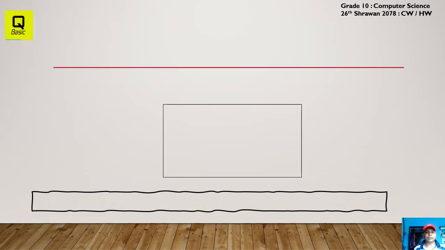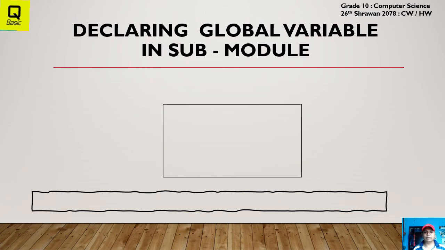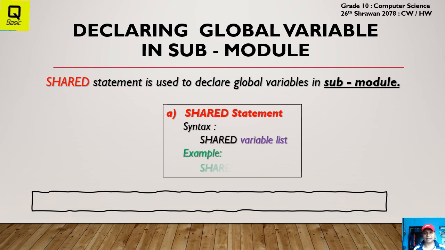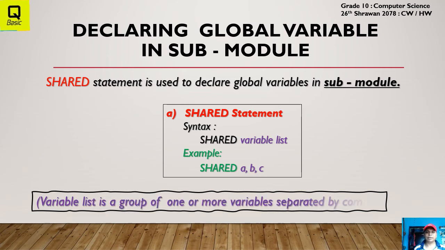is about declaring global variable in the sub module. So in the sub module, the way to declare the variable is using the shared statement. Okay, in the sub module, the shared statement syntax is like this: shared variable list, and its example is like this here. Down here you can see the variable list is a group of one or more variables separated by comma.